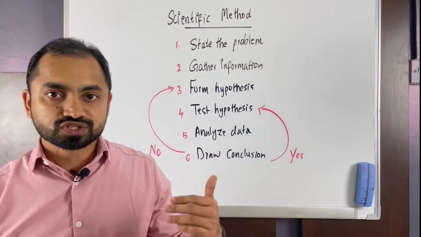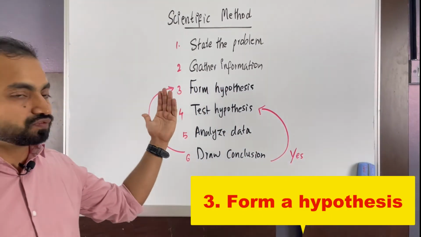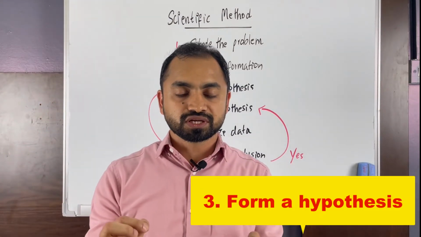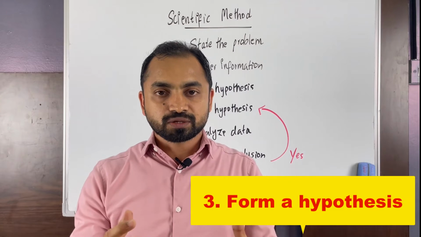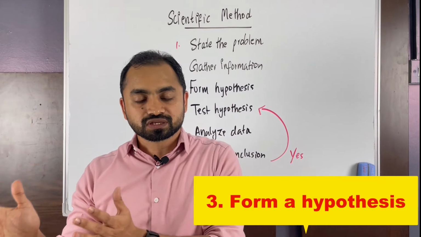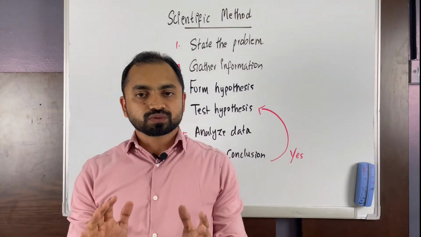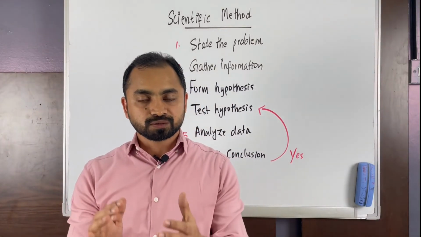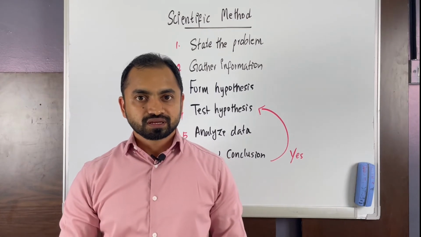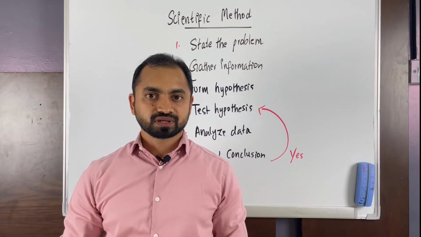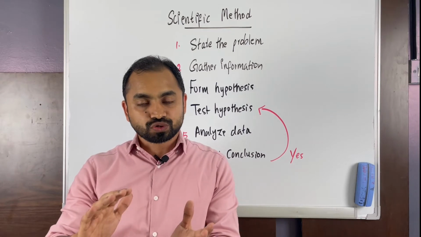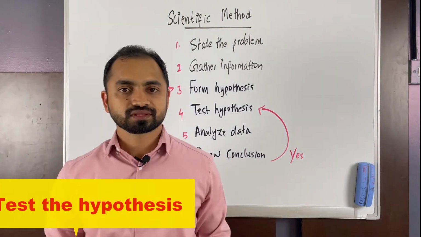Now we will go to step 3. Step 3 is form a hypothesis. A hypothesis is a possible explanation about the problem. It's like predicting the solution for the problem based on the information that we have collected. In step 1, we stated the problem, and in step 2, we collected all available information about the problem. Now let us make a prediction. Ice is floating on water because the density of the ice is less compared to the density of the water.